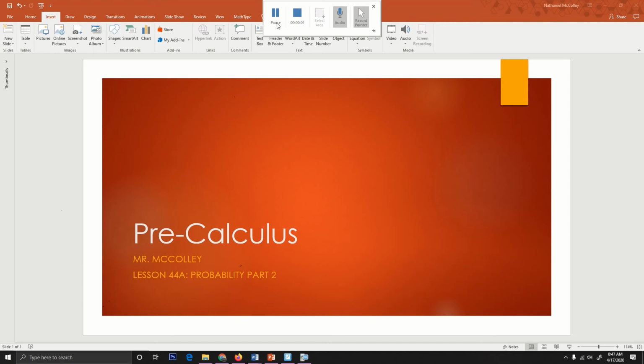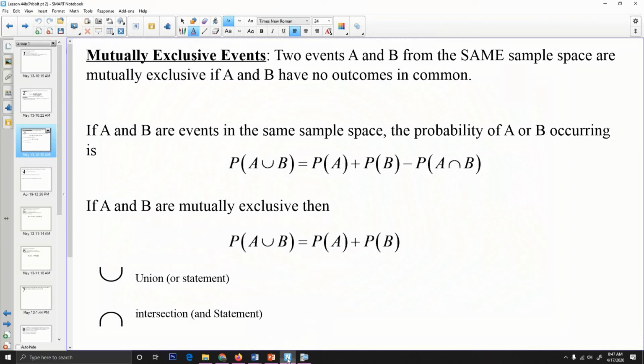Okay, good day. This is Pre-Calculus, and I am Mr. McCulley, and this is our continuing lesson on probability. This is part two. I'm not going to spend a bunch of time rehashing all of the notes because they are the same. We did them all in the first lesson. I just have a bunch of sample problems that I'd like to go over with you for this lesson.